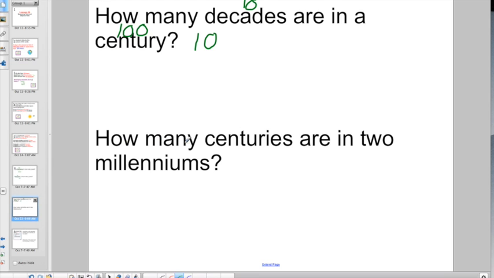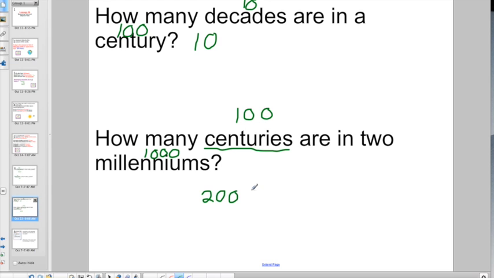Let's try one down here. How many centuries are in 2 millenniums? Okay, let's figure this one out. Centuries are groups of 100 years, correct? So you got to think how many hundreds are in 2 millenniums, 2 thousands. So I don't want to leave it even like this. I'm going to make it even easier for us. 2 groups of 1,000, hey, that's 2,000.